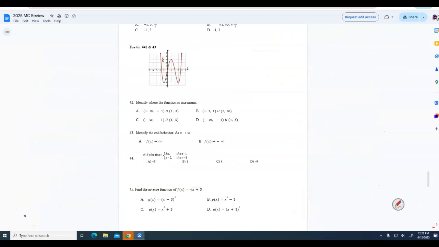Where does this graph increase? It increases here, and it increases here.